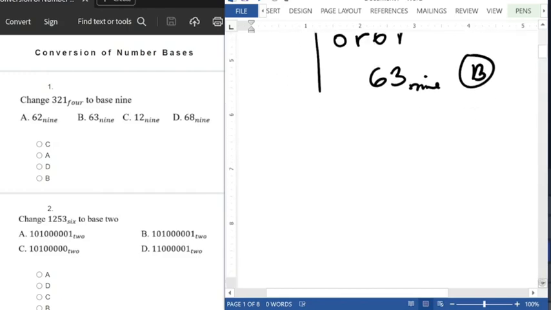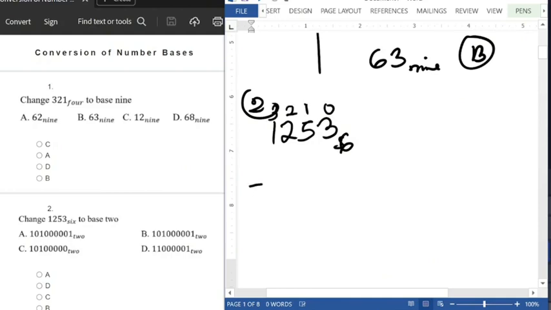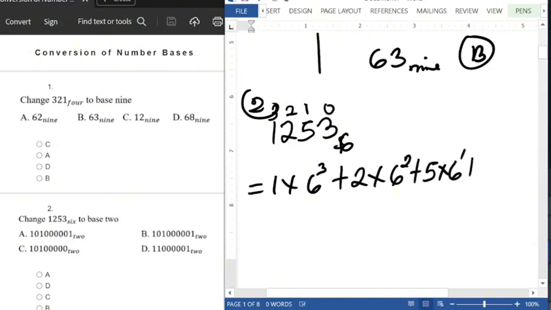So for question number 2, we have: change 1253 base 6 to base 2. The first thing is you change to base 10, positions 0, 1, 2, 3. So that gives us 1 times 6 raised to 3, plus 2 times 6 raised to 2, plus 5 times 6 raised to 1, plus 3 times 6 raised to 0.